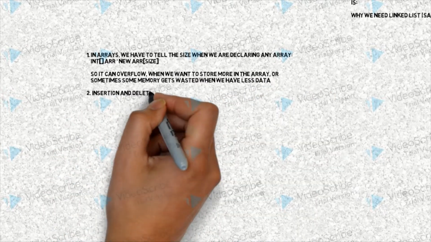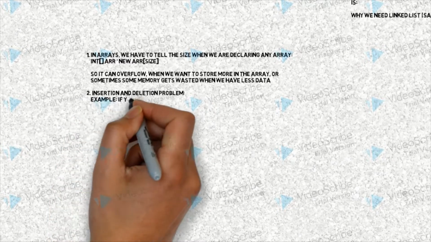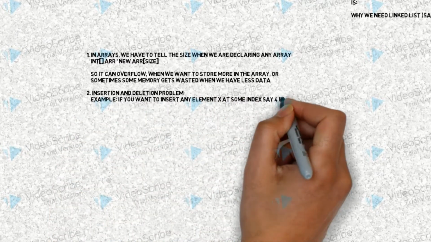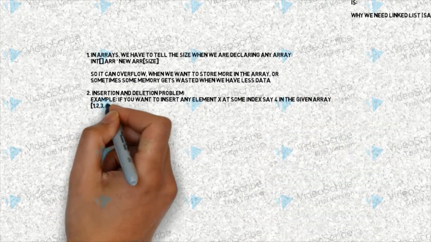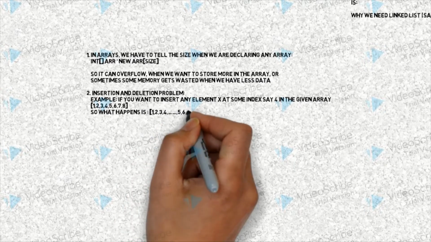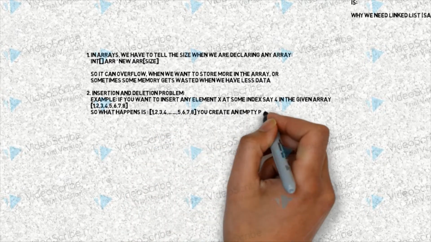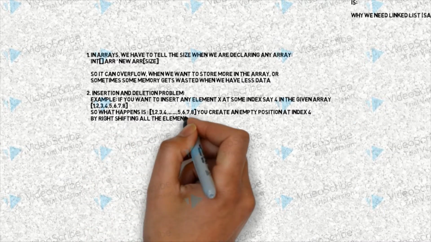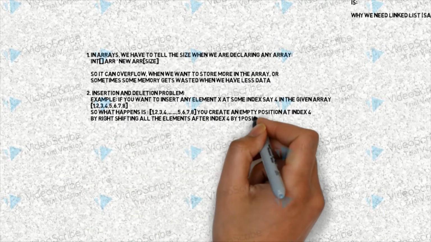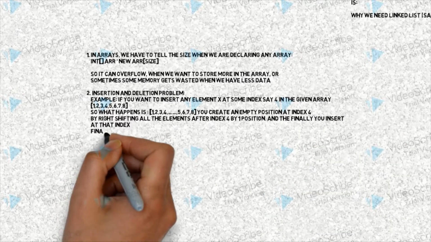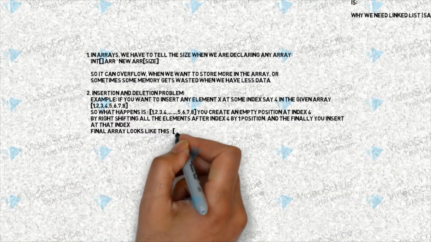Insertion and deletion problem, which takes order n complexity in arrays. If you want to insert an element x at some index, say 4, in the given array, what happens is you create an empty position at index 4 by right shifting all the elements after index 4 by one position, and finally you insert at index 4. The final array looks like this.